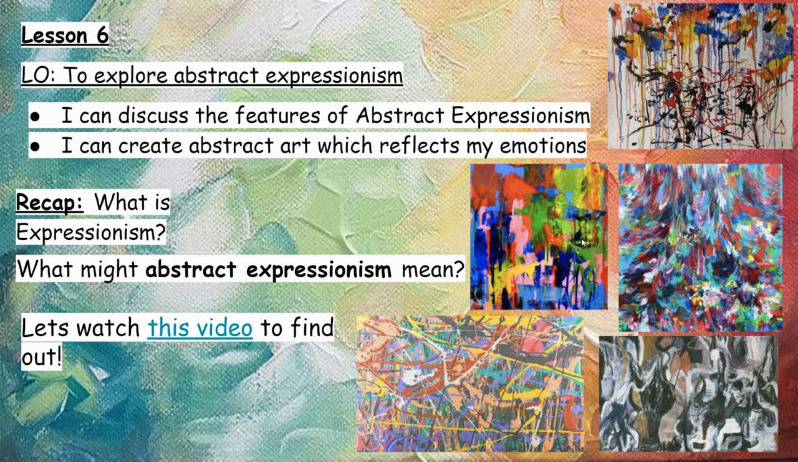It began in New York in the 1940s, and was really popular with artists back then, such as Kandinsky. The main characteristic of abstract art is that it has no recognizable subject.